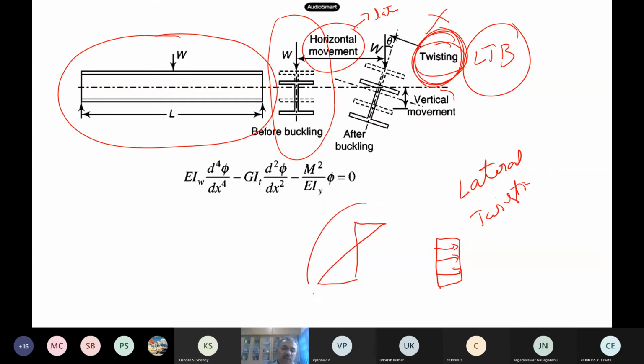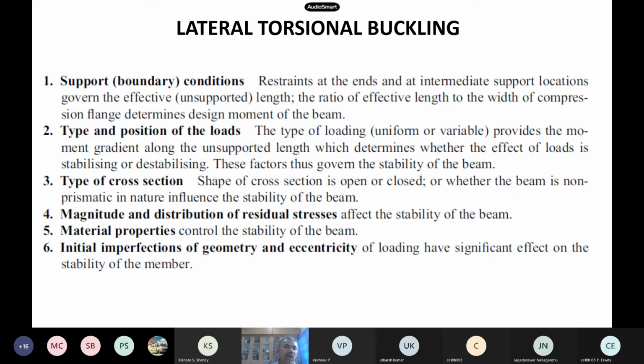But because of tension and compression, you also have twisting, which comes into the picture. That's why the word lateral torsional buckling comes in. Lateral means horizontal, and torsion means that because of compression and tension you also have a twisting. So lateral torsional buckling is a very complex and huge problem in our design. It depends on so many issues.